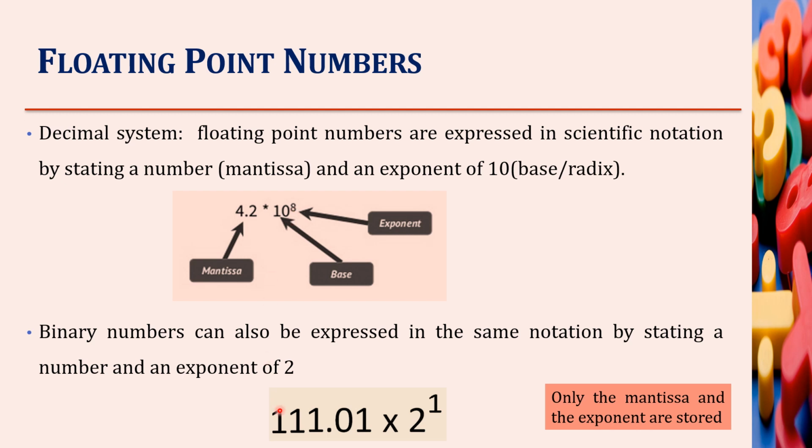Similarly, in this example, 111.01 into 2 power 1, this 111.01 is the mantissa part, and this 1 is the exponent of the given number. So in this case, we are going to store only the mantissa part and the exponent part. The base value is not stored, only the mantissa and the exponent are stored.